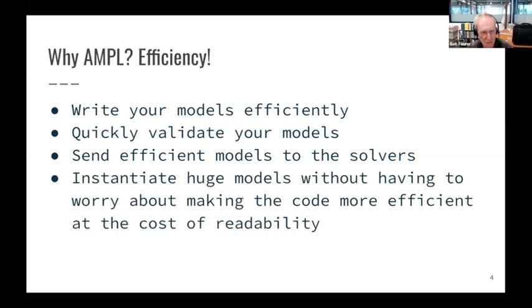And finally, you want to be able to instantiate huge models without having to worry about code efficiency. This is particularly important in Python, where often people are forced to rewrite the code in a less readable way, further away from the original problem description, in order to gain some speed. With AMPL, usually you don't need to worry about that because you can just express your problem naturally, send the data in, instantiate the problem in AMPL, send to the solver, and then retrieve the solution.